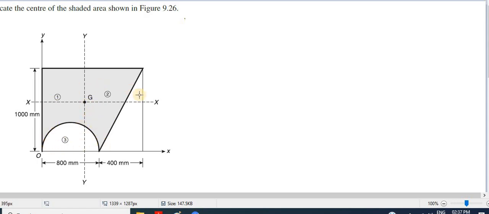But you see the unshaded portion, the whole overall picture, one big rectangle is there. On that big rectangle, one semicircle has been cut off and one triangle has been cut off. Got it? So this whole rectangle is how I need to calculate the centroid. First thing is the X-axis and Y-axis. This is the reference axis they have given.